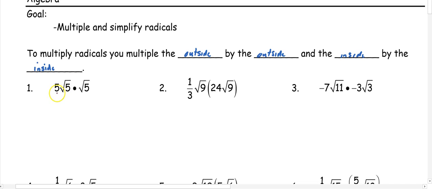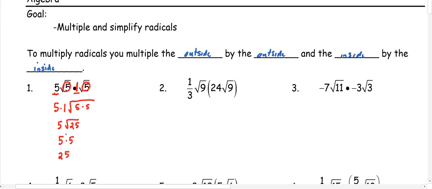So in the first one, we have 5 root 5 times root 5. Well, 5 and a 1 are outside the radical, so we have 5 times 1, and then we have a 5 and a 5 underneath the square root, so 5 times 5. So that gets us 5 root 25. The square root of 25 is 5, so we now have 5 times 5, which is 25.